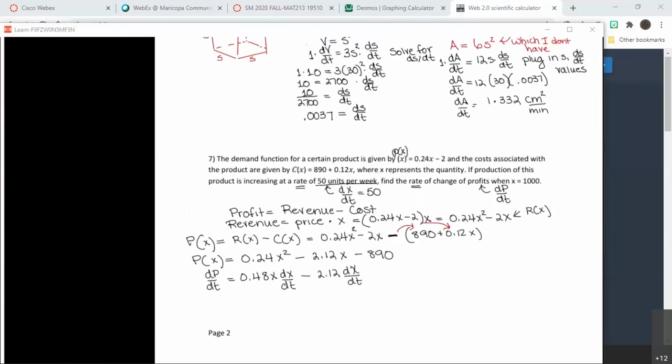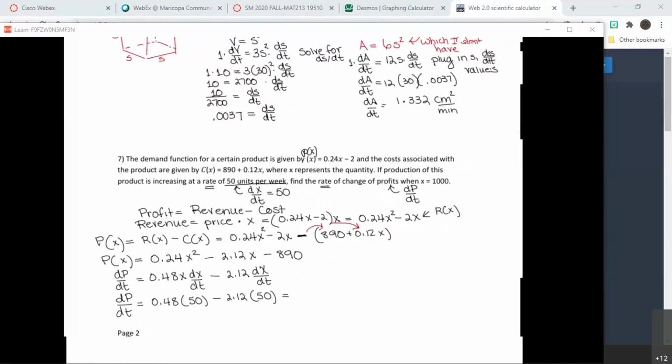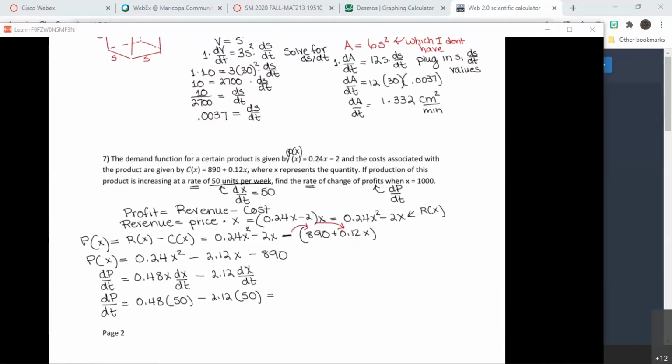The rest is plug in your dx/dt value, which they gave me as 50. Everybody understand where the dx/dt is coming from? So again, I have 0.48 times 50 minus 2.